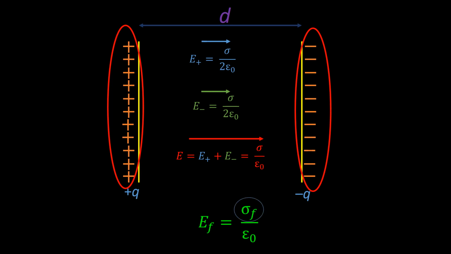Now, what is sigma F here? Sigma F is nothing but Q by A, but this is Q on the plates of the capacitor, so we will denote it as QF. So, what is EF? Electric field due to free charges on the surface of the plates of the capacitor. What is sigma F? Free surface charge density. What is QF? Free charges on the plates of the capacitor. But what happens when we insert a dielectric?